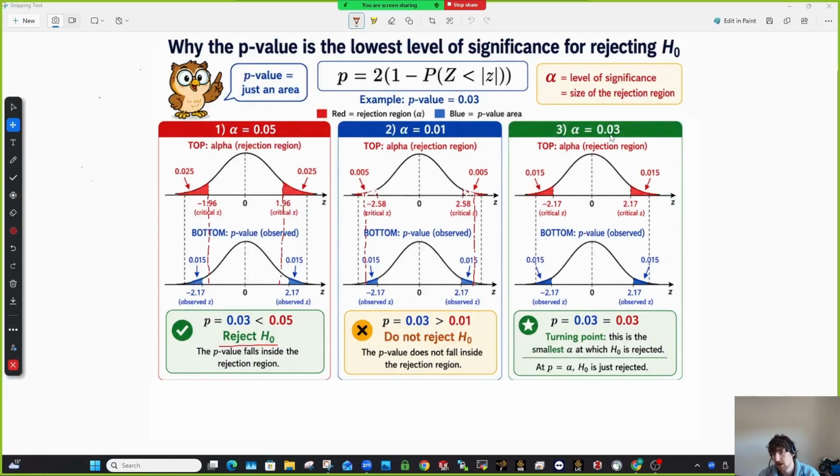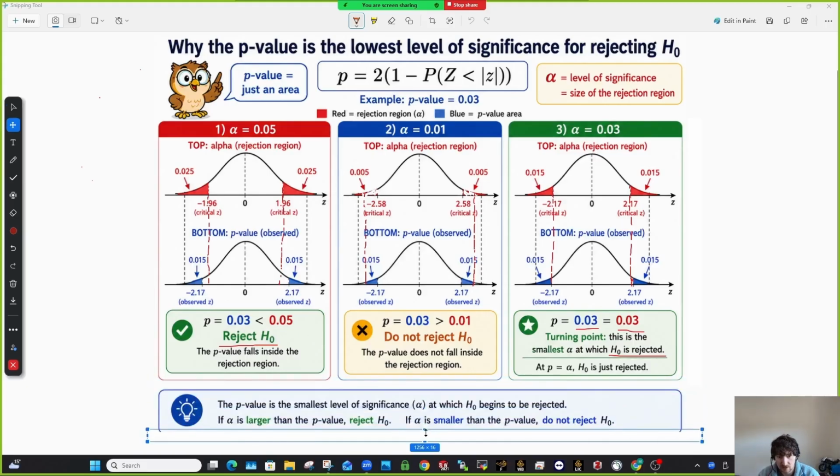If you make your alpha the exact same value as your p-value, as in the level of significance and the p-value are exactly the same, well then the size of the rejection region and the size of your p-value are identical. And because they're identical, the p-value hasn't fully escaped the rejection region, so H0 just gets rejected here. And so hopefully people can understand from this that that's why we say the p-value is the smallest level of significance at which H0 begins to be rejected, okay? And so hopefully that makes sense.